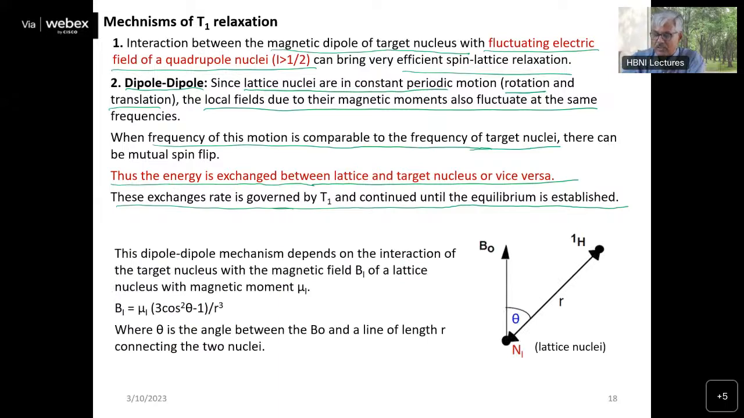This dipole-dipole interaction can be expressed by an equation where BL is the magnetic field of the lattice nucleus, the magnetic field due to the periodic motion of the lattice nucleus with a magnetic moment of mu L. Theta is the angle between B0 and the line connecting the lattice nuclei and your observed nuclei, and r is the distance between them. So it depends on the distance and on this angle. You will see that this equation keeps coming many times in solid state NMR also. This is nothing but the magic angle.